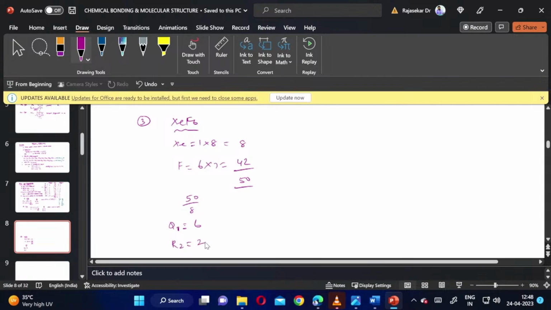Remainder we have 2. If you have remainder 1 means you can leave it. Sometimes you get remainder 2, 3, 4 like that, then you take that 2 and do one more process. Then we get another quotient, no. So Q2 is equal to 1, but R2 is equal to 0.